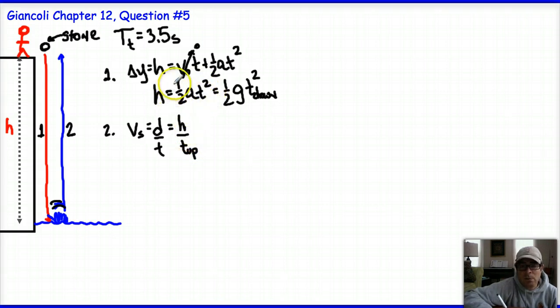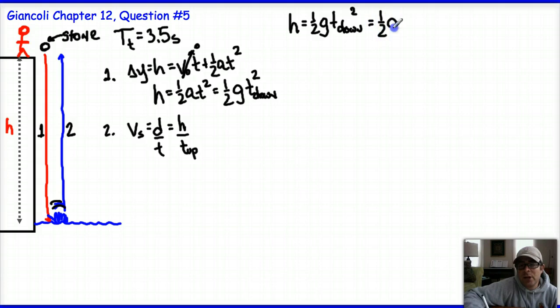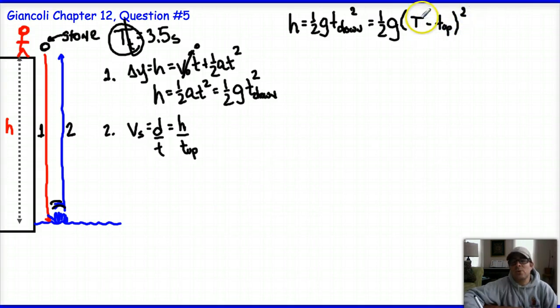Okay, so what I'm going to do is start with this particular expression. h is equal to 1/2 g times t on the way down squared, but I'm going to replace the t on the way down with a different expression, and that's going to be total time, which I'm going to call capital T. That's the 3.5 seconds that I know about, and I'm going to subtract t up from it, and I need to remember to square that. So of course, t total minus t up is equal to t down. That makes sense.